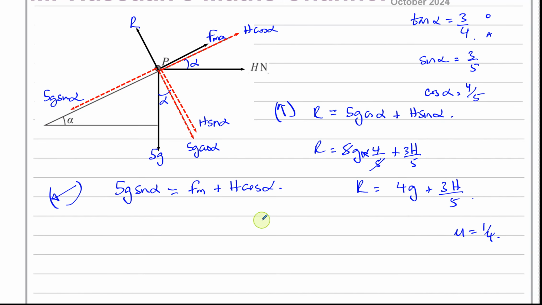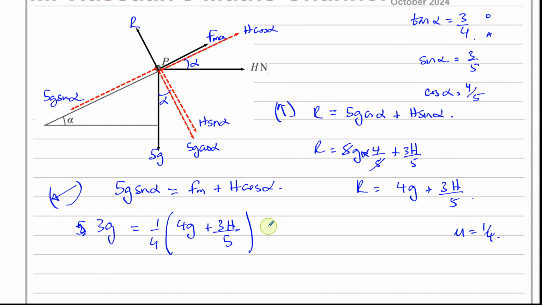We want to find what h is. So what I can do is I've got 5 times g times sine alpha. That's 5 times g over 5... that's going to be 3g, because sine alpha is 3/5. The 5's cancel, 3g is equal to F max, which is a quarter, times R, which is 4g plus 3h over 5.